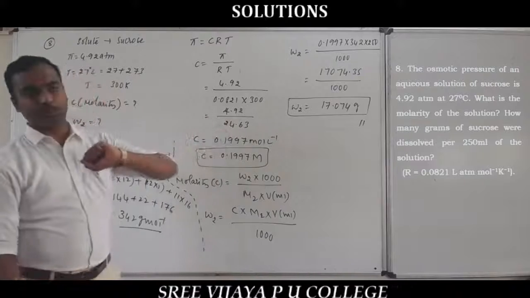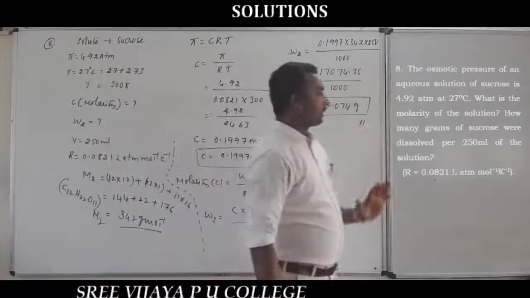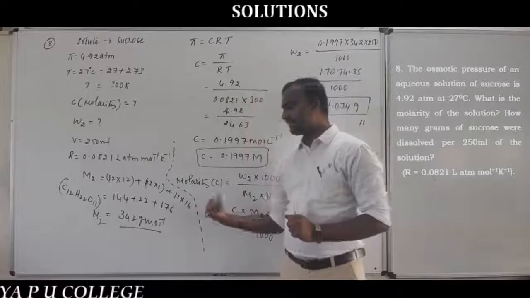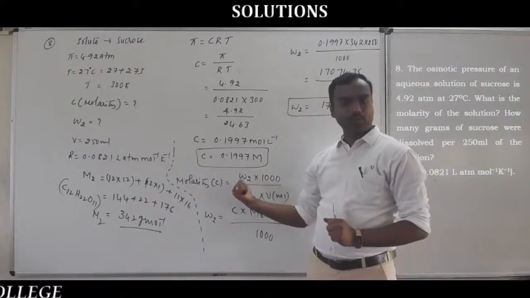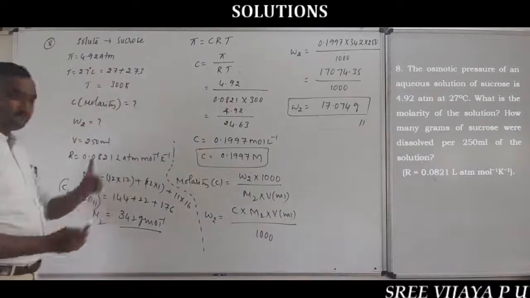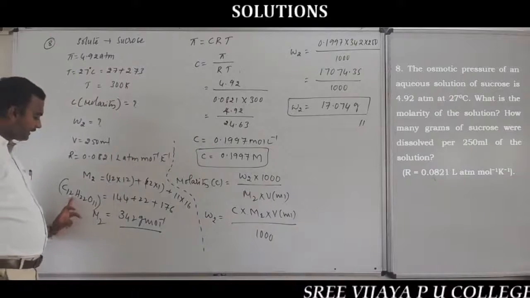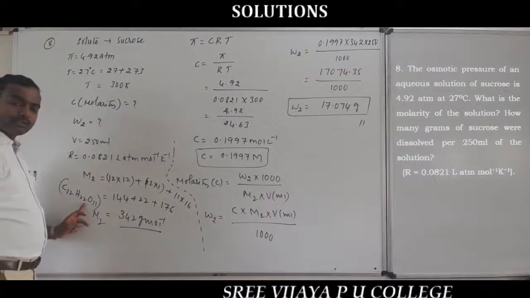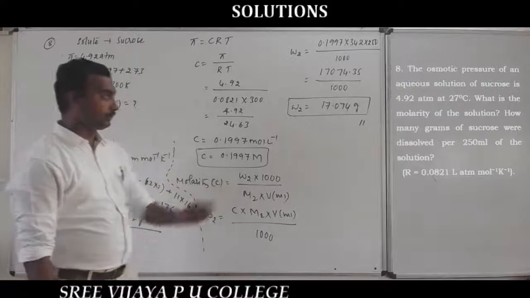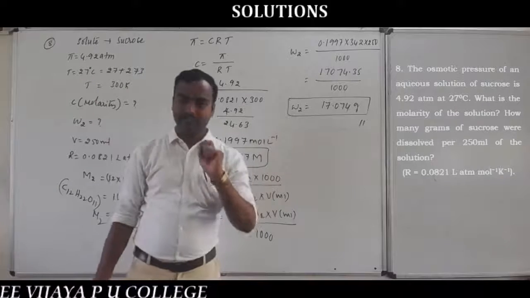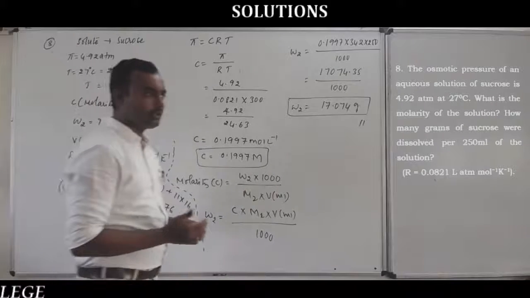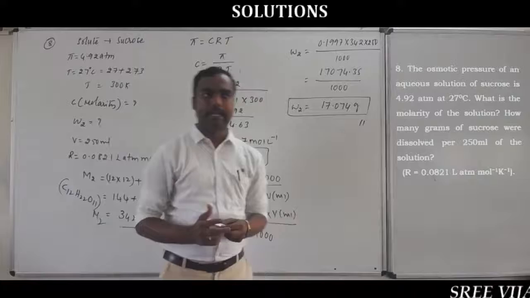In the given problem, the pi value and temperature are given. First calculate the molarity, the concentration. Once you know the concentration, you can easily calculate the mass of solute, that is W2, which we have to calculate. 2 is nothing but solute, and the solute here is sucrose. To calculate it, you need to calculate M2. C12H22O11 is the molecular formula of sucrose, a disaccharide. So M2 is 342 gram per mole. Put the value and you will get W2, the mass of sucrose, the mass of solute. That is about 17.074 gram of sucrose. That's about problem number 8.